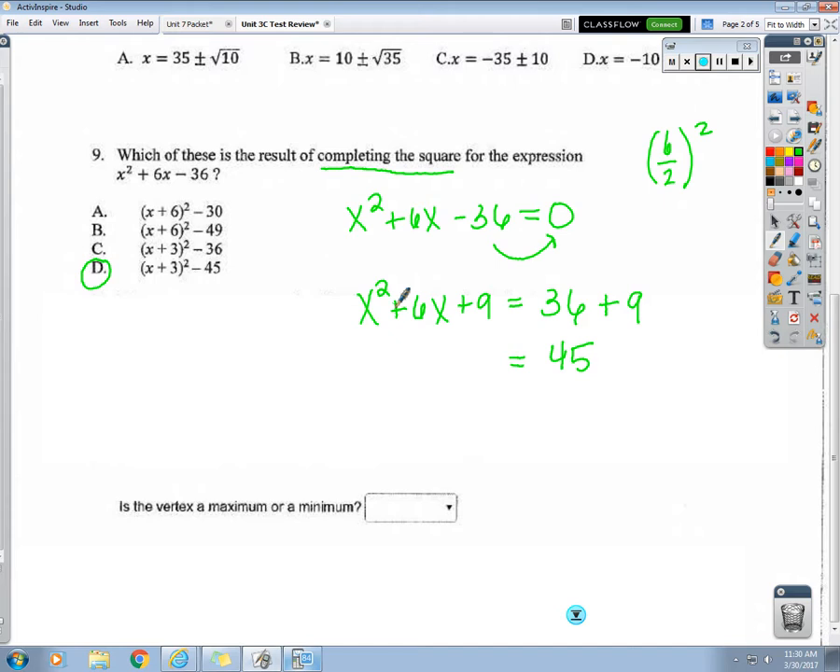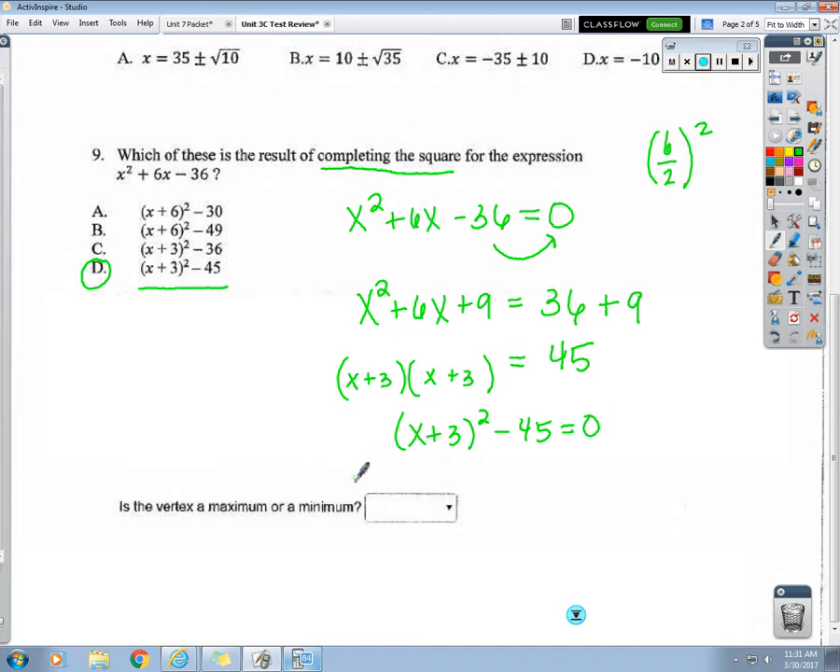X squared plus 6x plus 9 is a perfect square trinomial. The reason it's a perfect square trinomial is because the binomials are the same. Isn't it (x plus 3)(x plus 3)? Because 3 times 3 is 9, 3 plus 3 is 6. Well, since they match, can't you just write it once and square it? And then if you were to move the 45 back over here, wouldn't you have to subtract it to get it over there? And so that's how they ended up with this.